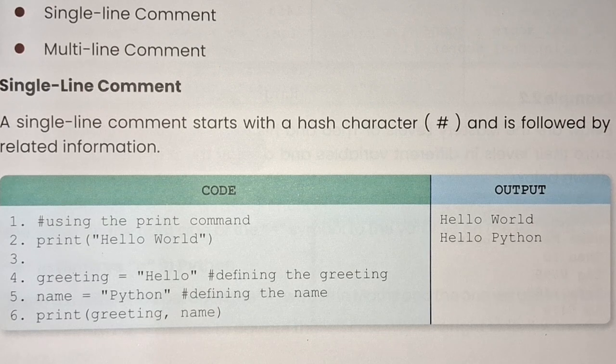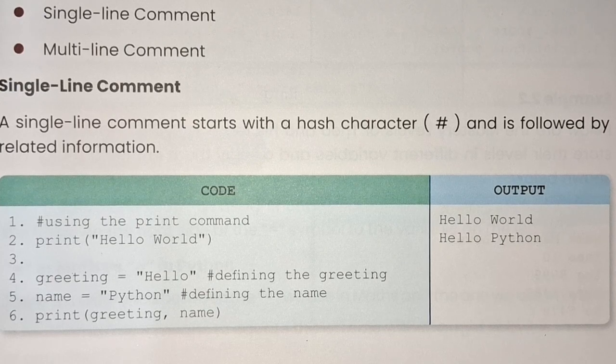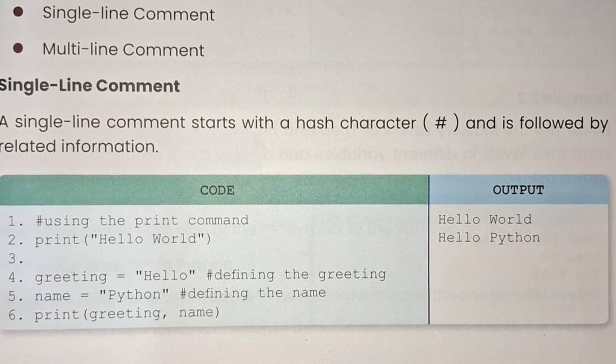Using hashtag, the print command: print hello world. greeting equals hello, hashtag defining the greeting, name equals Python, hashtag defining the name, print greeting comma name. Output: hello world, hello Python.